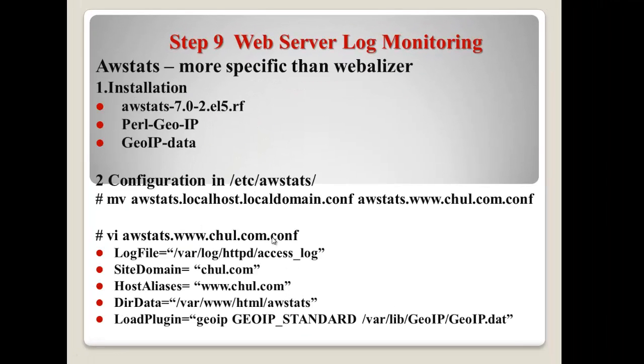Okay, step 9. This one is also a web server log monitoring program. Here I will introduce AWStats. This one is more specific than Webalizer, so I will show you how to set it up. First, I need to install three packages: AWStats, perl-GeoIP, and GeoIP-data. GeoIP means geography IP. So in the log file, if you have the IP address, then this IP address will point to the exact location.